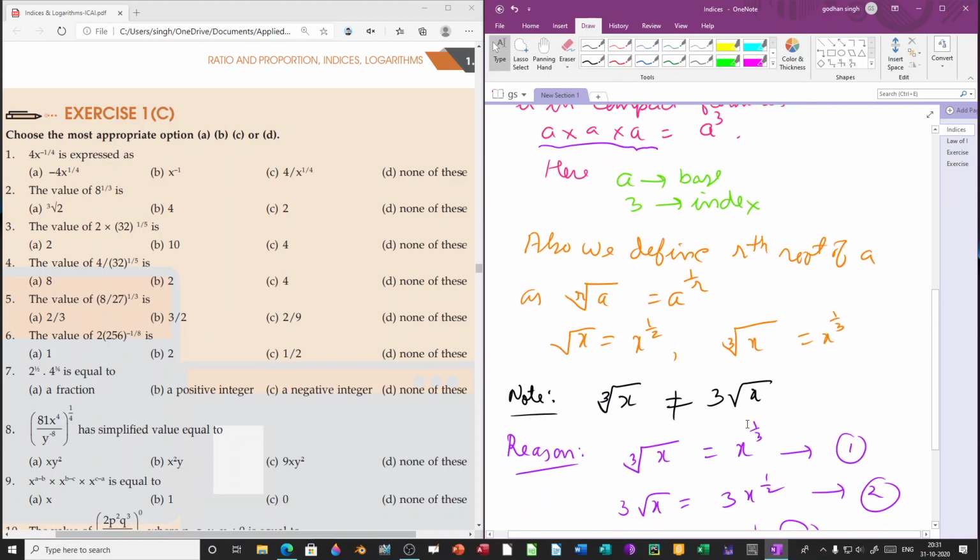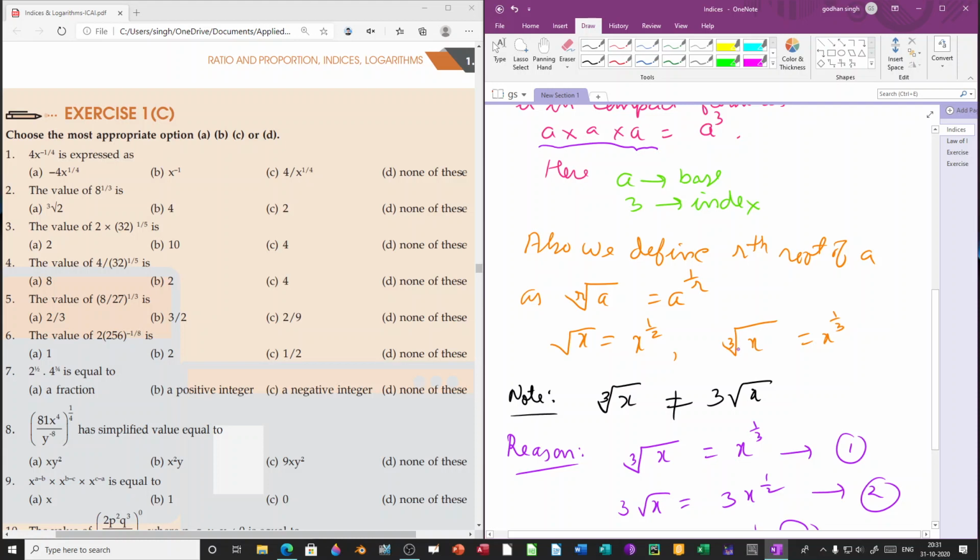Also we define the rth root of a, where r is put inside the root symbol. So the rth root of a is equal to a raised to 1 by r. When there is no number inside the root symbol, that is actually the square root. So the square root of x is equal to x raised to 1 by 2, and when a number is there, suppose 3 is there, you say it as the cubic root of x.